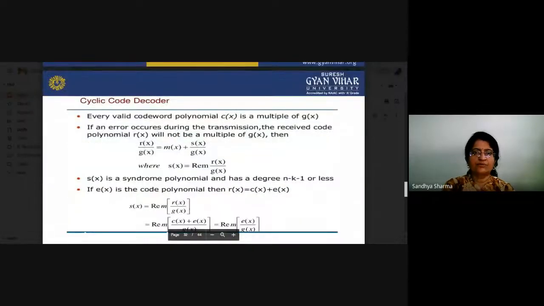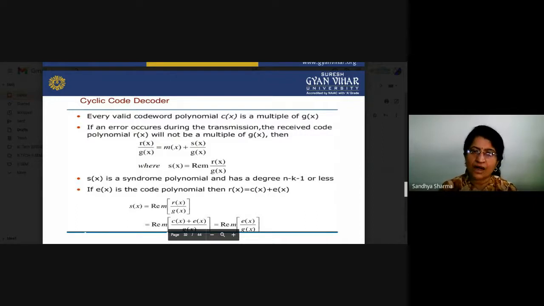Now, what about the decoder section? If we are talking about the same, there is also a syndrome, and the basic equation of the syndrome is equal to the remainder of Rx upon Gx. First of all, the received word will also be converted into polynomial form, and then we will divide it by the generator polynomial.